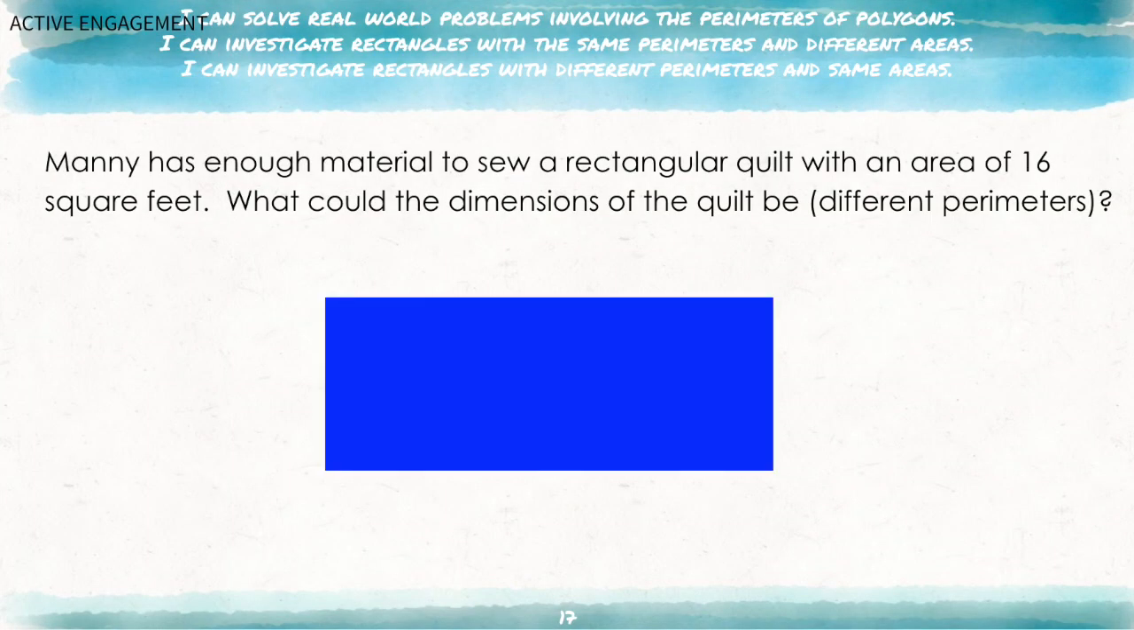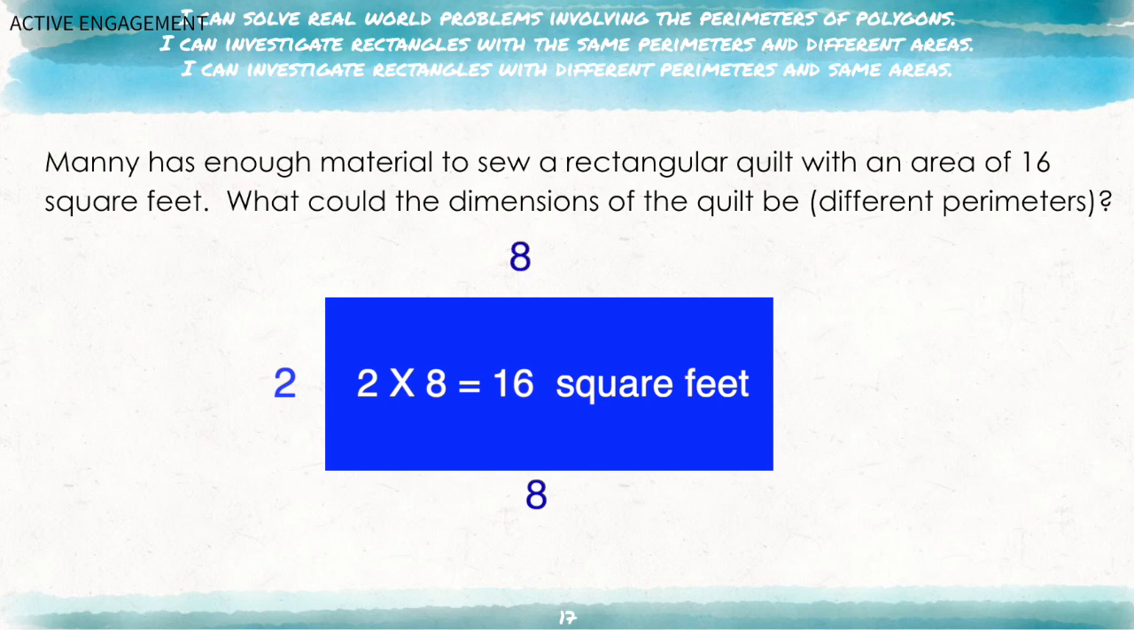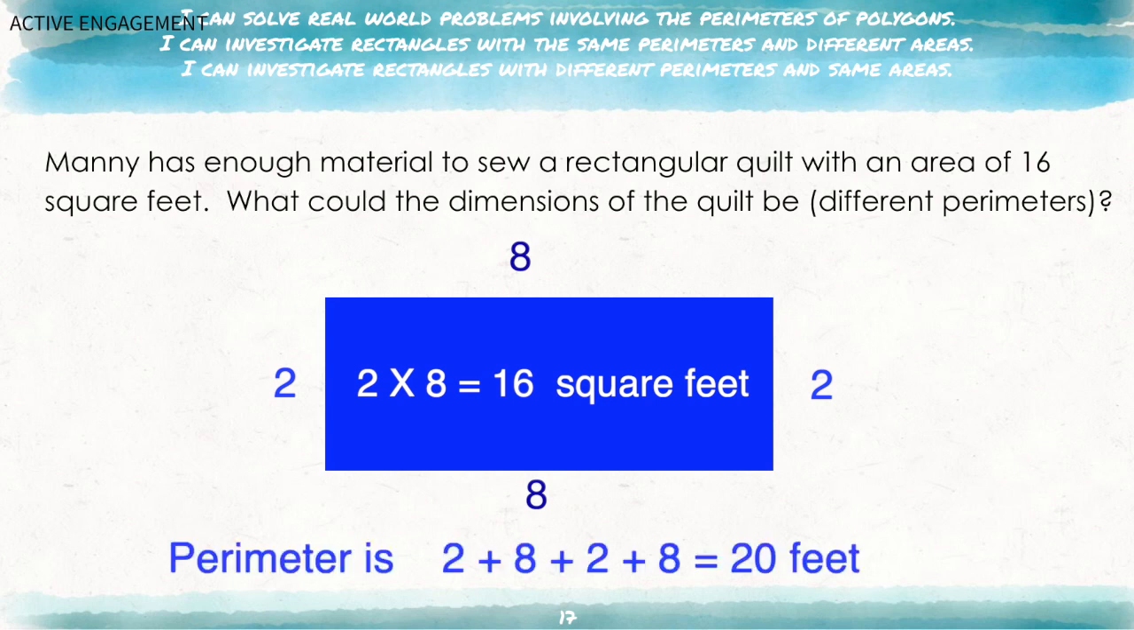Right, another figure you could have drawn looks like this. It's got a height of 2 and a length of 8, which gives us an area of 16 square feet. Of course, opposite sides are the same, so the opposite of the 8 would be another 8. The opposite of the 2 would be another 2. And when we look at the perimeter of this, the perimeter will be 2 plus 8 plus 2 plus 8, which will give us 20 feet as our perimeter.